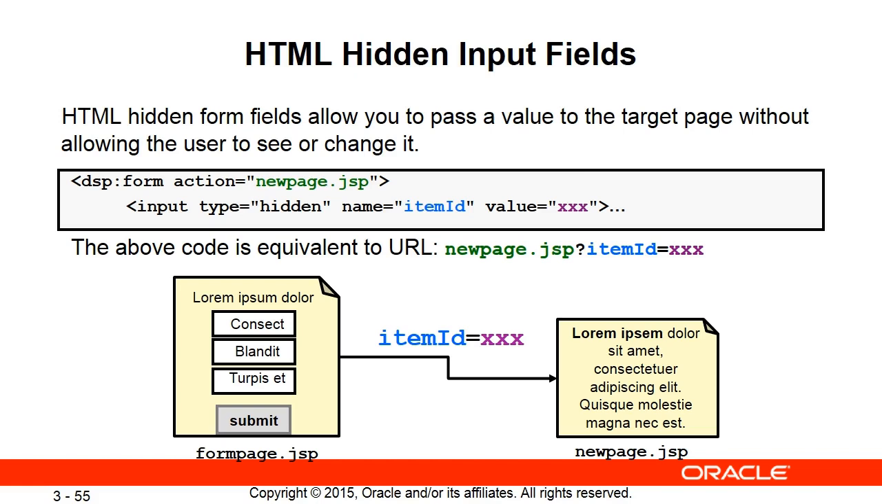Because this example shows a plain HTML input tag instead of a DSP input tag, the value passed must be literal. Only DSP tags support the use of param value and bean value. To use a dynamic value, you would have to get the value of the bean or the param yourself, such as input type equal hidden, name equal itemId, value equal DSP valueof param some element ID.